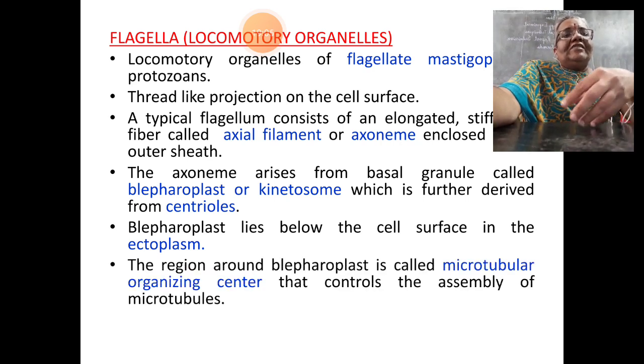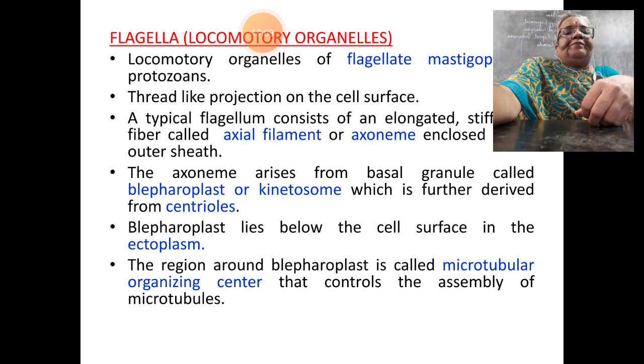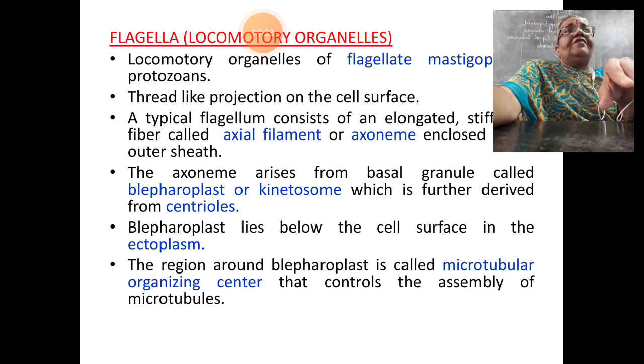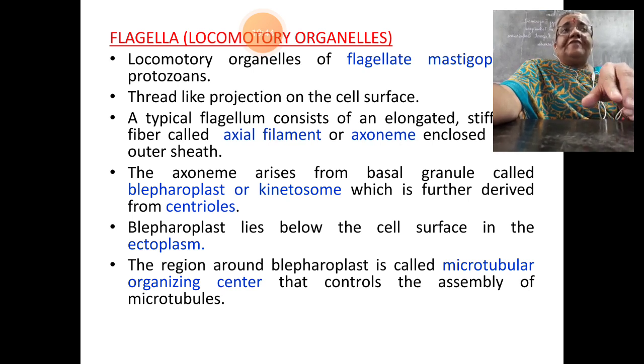The region around this basal granule or blepharoplast is referred to as the microtubular organizing center, that basically controls the assembly of microtubules. Please note, students, when mitosis is taking place, centrioles do the same job, that is regulating the assembly of spindle fibers, right. So, same function but in a different context, alright. This is how you have to correlate things in biology and analyze for your cells.